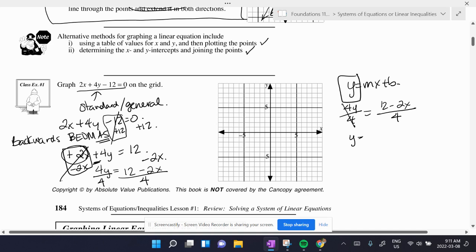If I divide a whole side by 4, I can split that up into the terms. So each term is divided by 4. Okay? So y is equal to, what's 12 divided by 4? Good. Minus, now, because this is multiplying and then dividing, I can just keep these numbers together. 2x divided by 4 is the same as 2 divided by 4 times x. Because it's all multiplication and division. Okay? So what's 2 divided by 4?